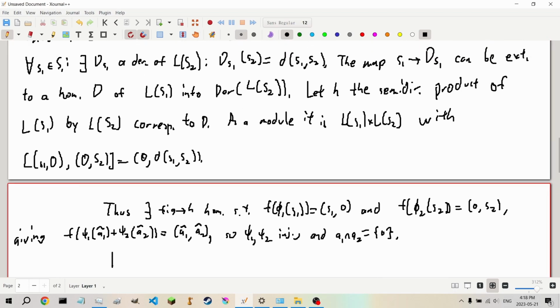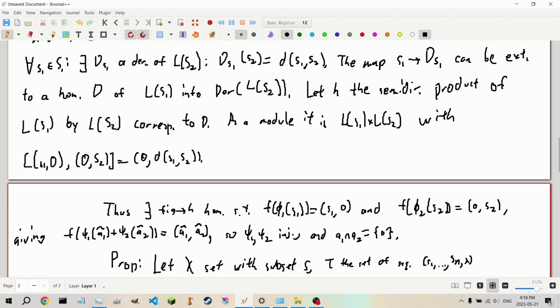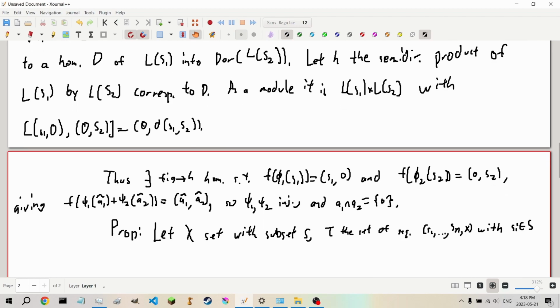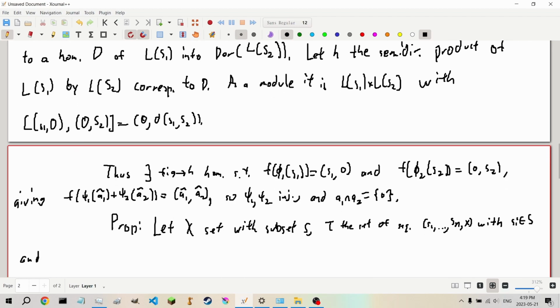After that is a proposition. Let X be a set with a subset S, and T the set of sequences S1 through Sn X, with each Si in S and X in X minus S.